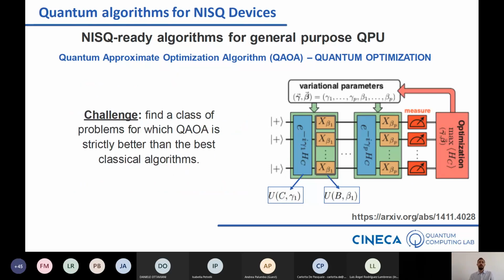Also here, the challenge is to find a class of problems for which QAOA is better than the best classical algorithm. This is still something that is going on in the research, and yeah, for optimization problems like quantum annealing.